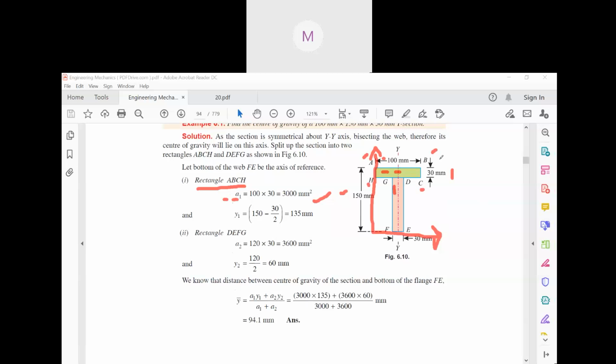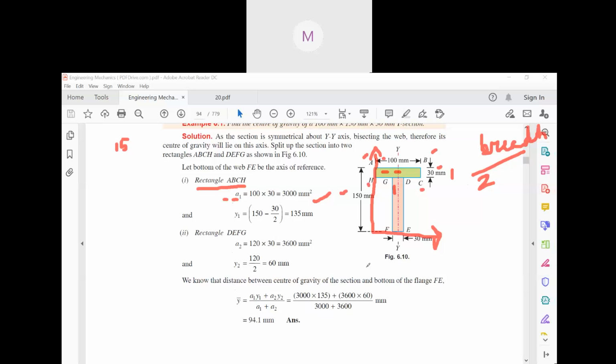Now, from the last class we discussed, the center of gravity of a rectangle is what? In the y direction it is breadth divided by 2. So if it is breadth by 2, then what will happen? Breadth is how much? 30, and you have to divide by 2. Fine, you got it. 30 divided by 2 is what? 15. Now the main trick comes here.